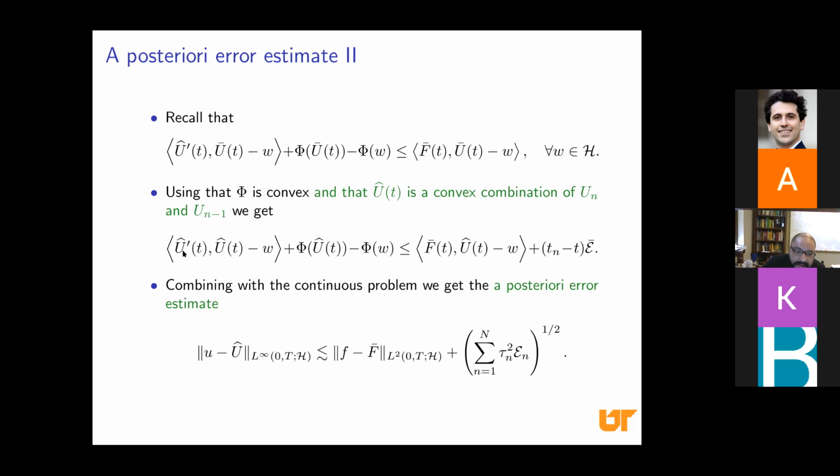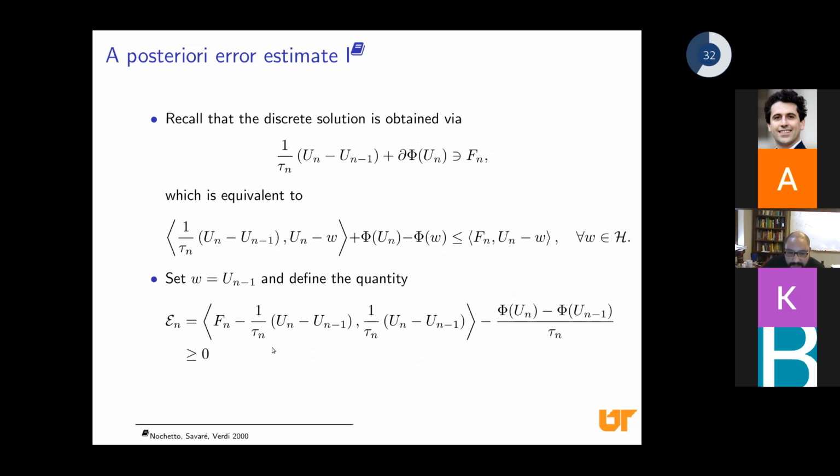And it turns out that it solves essentially the same evolution variational inequality that the exact solution solves, but with some extra noise. And this extra noise is exactly this quantity over here.